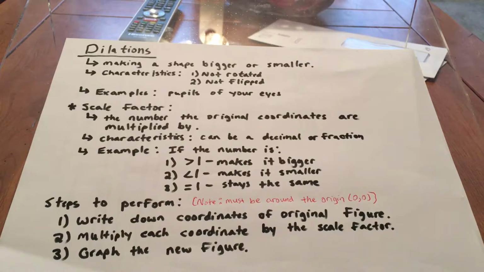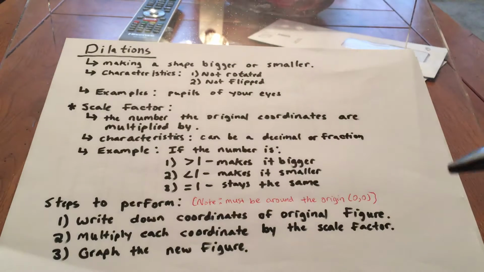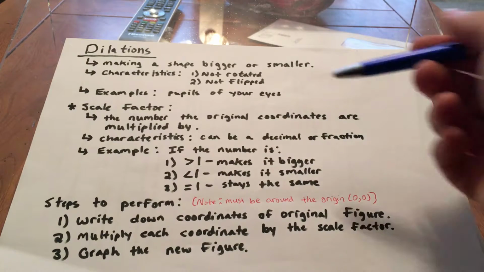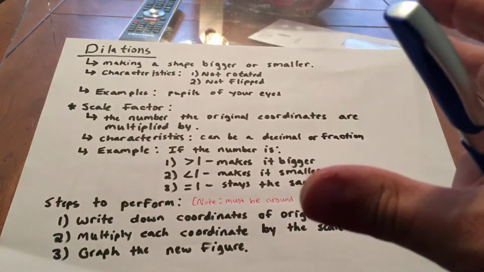Okay, so today we're talking about the final type of transformation that we'll talk about in this class, and that's what's called a dilation. All right, and a dilation is just basically taking a shape or a figure that's graphed on the coordinate plane and making that shape bigger or smaller. All right, characteristics of a dilation is basically dilation just takes an image and makes it either bigger or smaller.